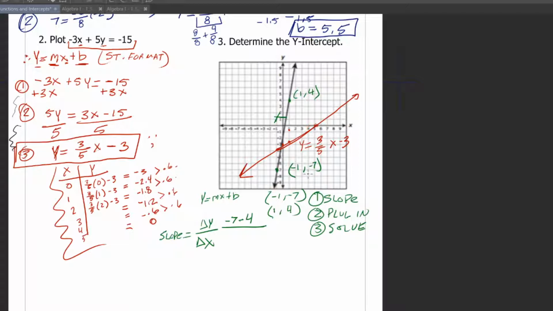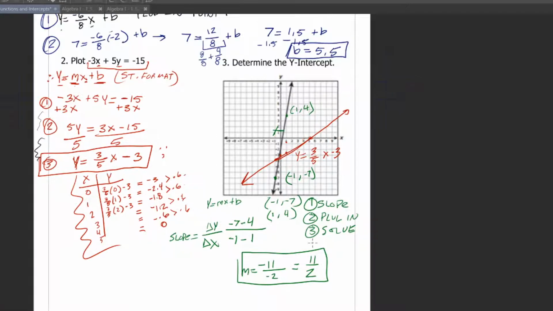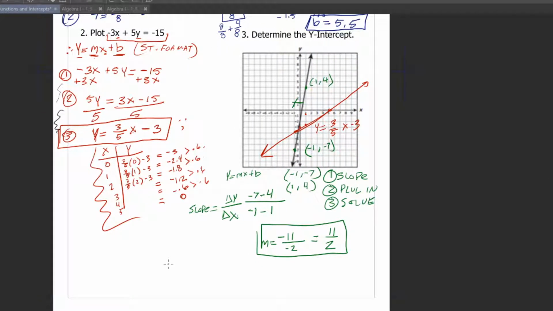Keep everything on the same side. Delta x, negative 1 to 1. This equals negative 11 over negative 2, right, which is 11 over 2. That's the slope. Now that we have that, let's plug it into standard format, which equals 11 over 2 times x plus b.